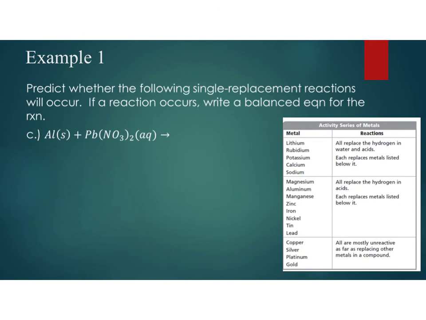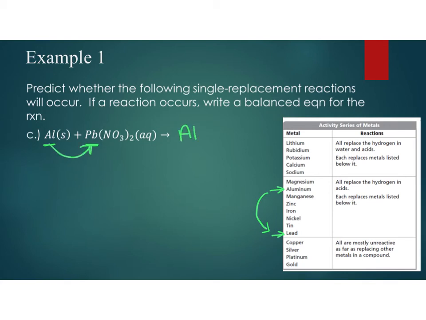For part C, I have aluminum and lead nitrate. And so that means I have 2 metals. So I have aluminum and lead. And I'm going to come over here, and I've got aluminum here and lead down here. So because aluminum is above lead, that tells me that that's a possibility. So I'm going to end up with aluminum replacing the lead.